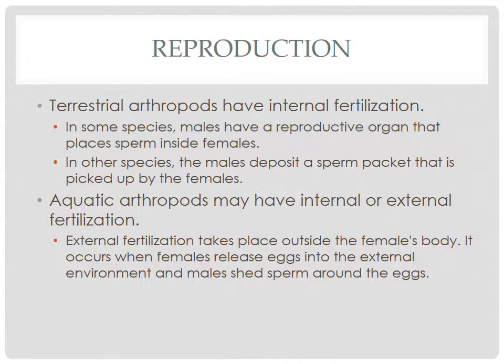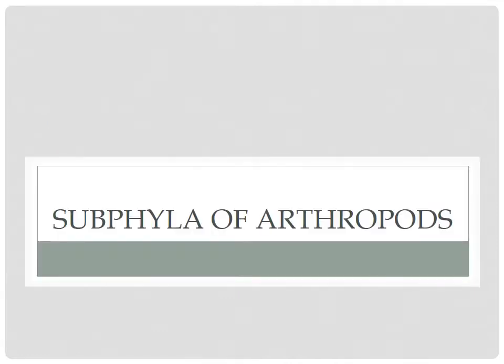Aquatic arthropods, however, can have internal or external fertilization. The external fertilization obviously takes place outside of the female's body. It occurs when the female releases eggs into the environment, and then the males shed sperm around the eggs. And then they hope that somewhere in the water the two shall meet and make a baby.